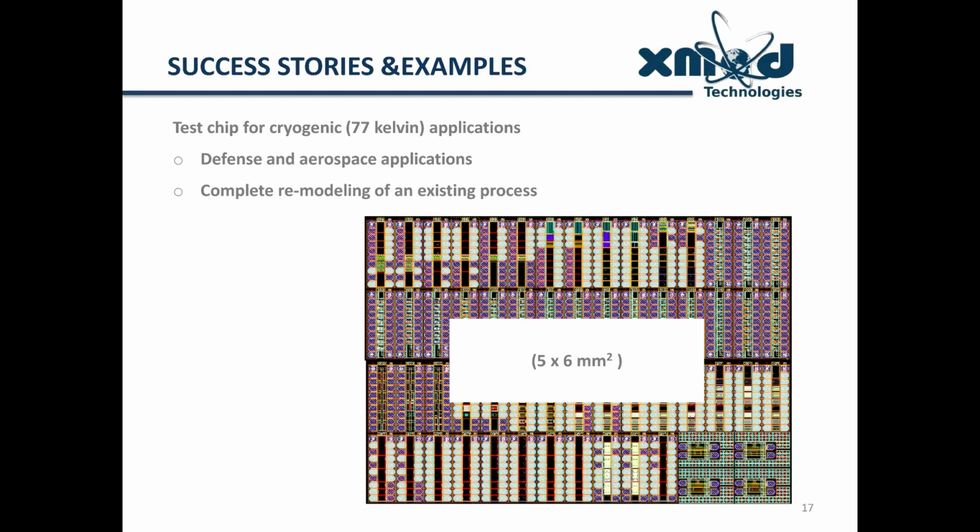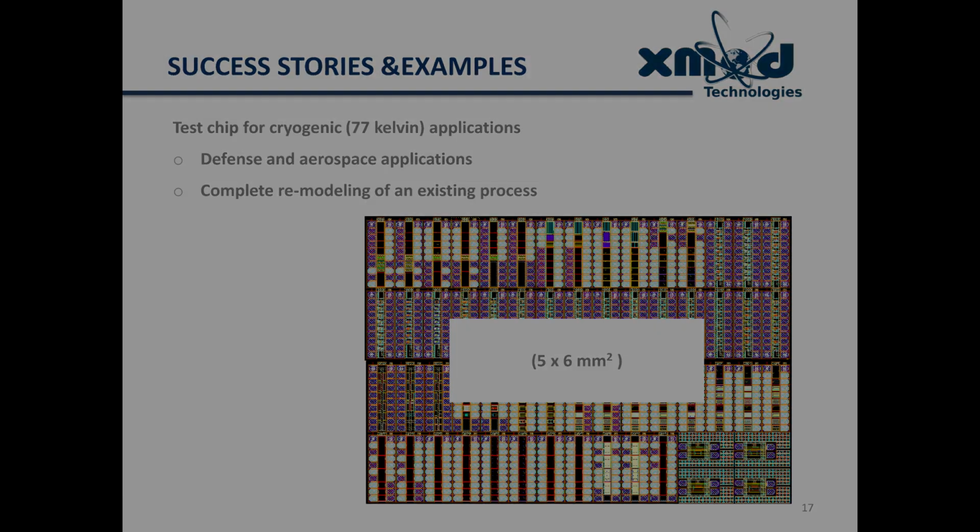Here we have a test chip for cryogenic 77 Kelvin applications. This is typically for defense and aerospace applications where very low temperatures are used. This test chip was dedicated to a complete remodeling of an existing process at such temperatures.